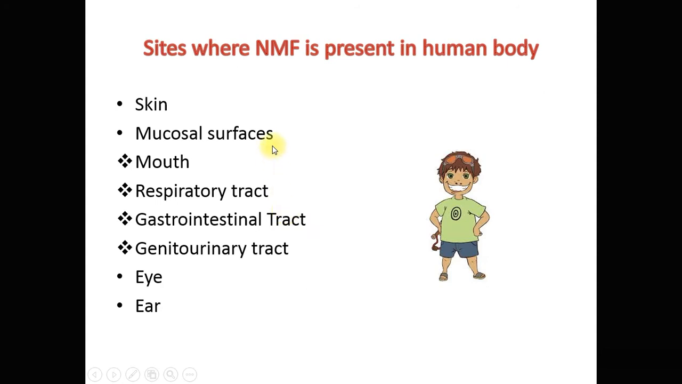Now let's see where this NMF is present in the human body. So NMF is present on the skin. It is present in the mucosal surfaces which consist of the mouth, also called the oral cavity, respiratory tract, gastrointestinal tract, and genitourinary tract. It is also present in the eye and in the ear.